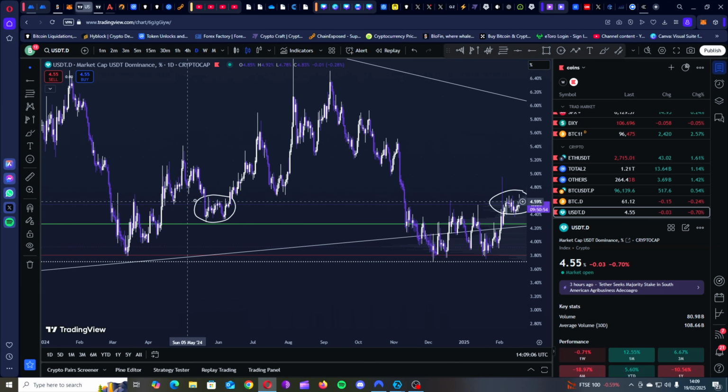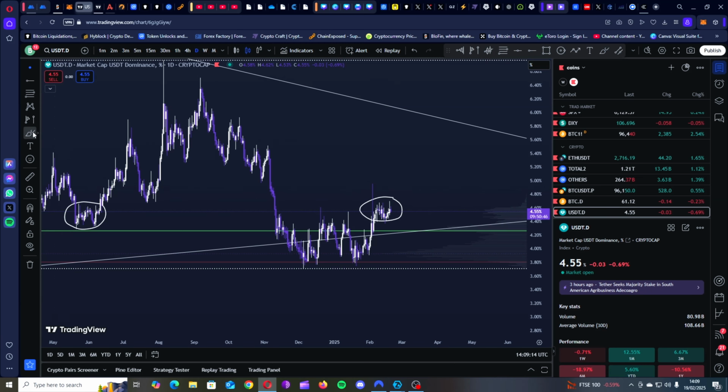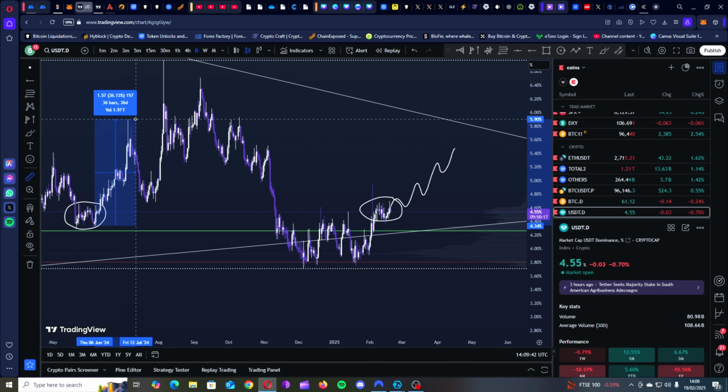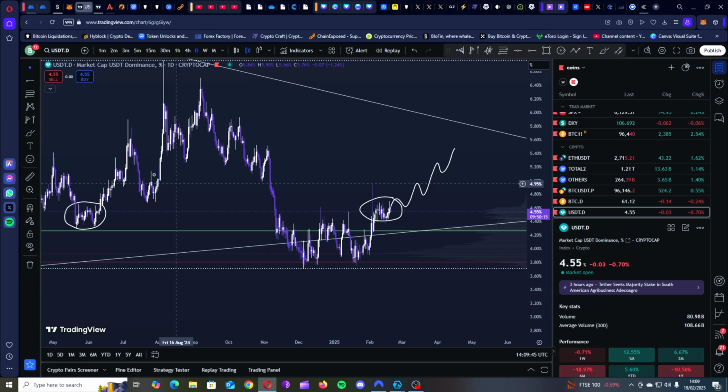We've seen it here before. We've seen that structure before, haven't we? What could it cause? A massive move up, just like we had there. So we had that structure. It came down once like we have done now. We pushed up, possibly coming back down to the same area of interest around here. And then we had a move of nearly 36% in USDT dominance.